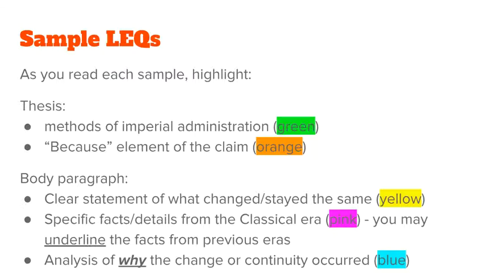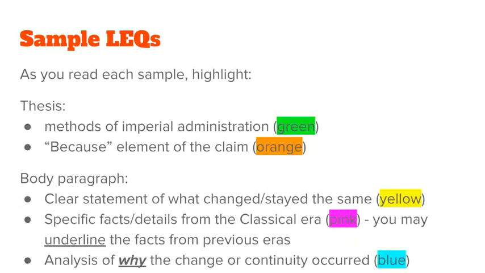Hopefully, we'll see that in the topic sentence of these paragraphs, but maybe not. So anywhere in the paragraph where you see just a statement of the change or continuity, that's in yellow. The specific facts or details, we're going to do a couple of different things to differentiate these facts or details. So facts or details from the classical era, and really not just the classical era, but 200 BCE to 600 CE. We want to highlight those in pink.